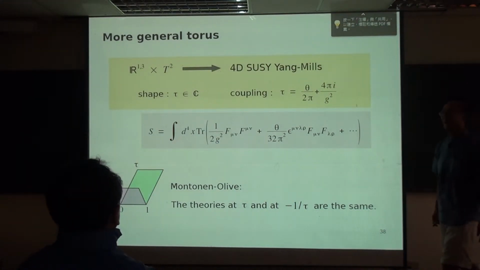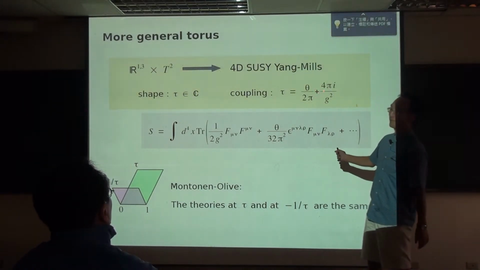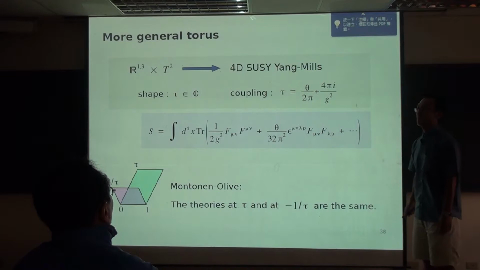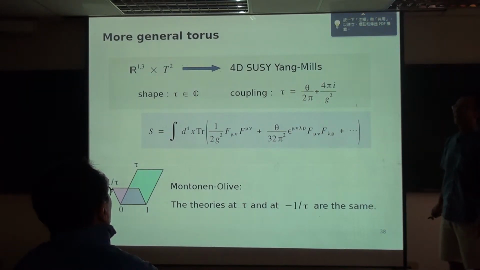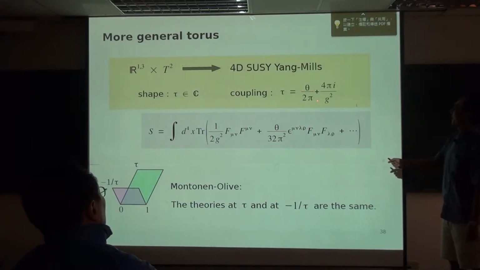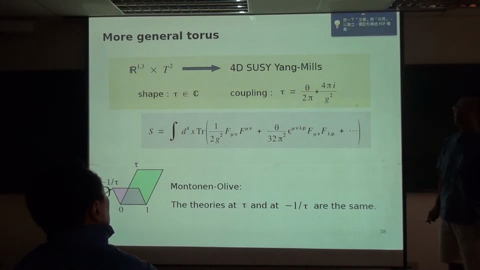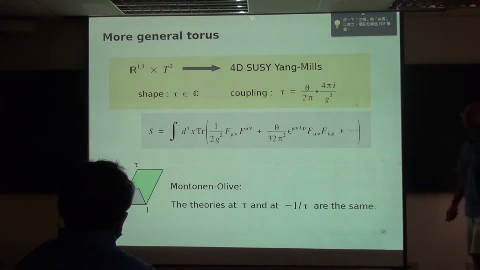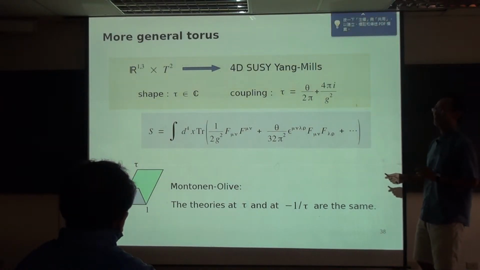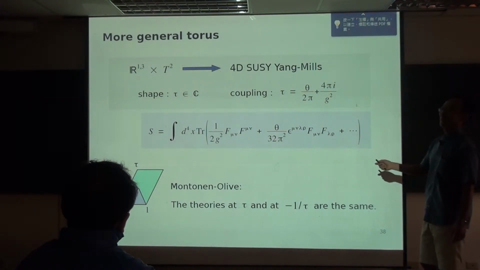So the coupling tau is complex, and it takes values in the upper half plane. So the complex number means what? Theta is the real part, and 1 over g squared is the imaginary part. So as soon as we consider the Yang-Mills theory with supersymmetry, it's very natural to combine the gauge coupling and the theta angle into this complex form.